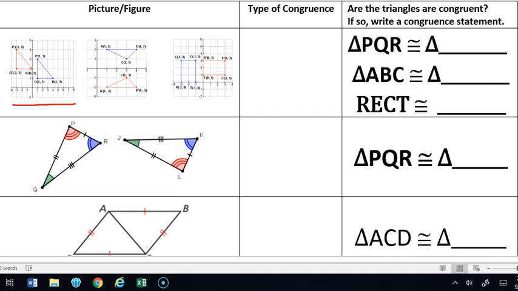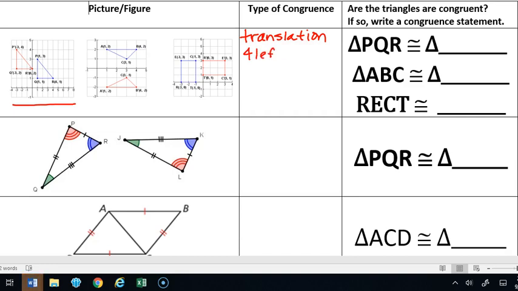And so in the first one, you guys should all notice that it's a translation and that we moved 4 to the left and 1 up. The next one, this middle one, hopefully all of y'all can see that that's a reflection, and it's a reflection over the x-axis.